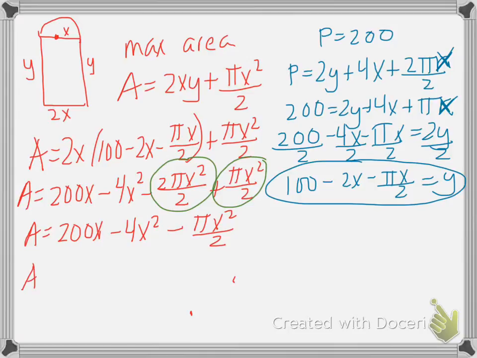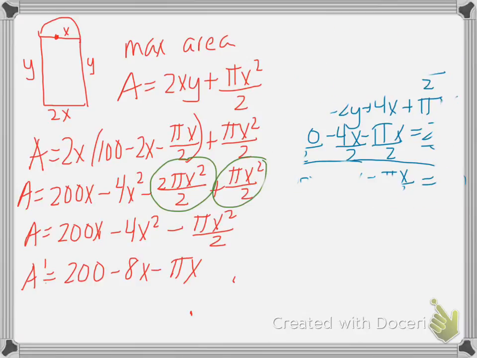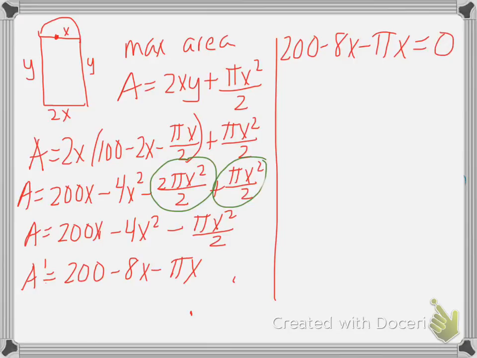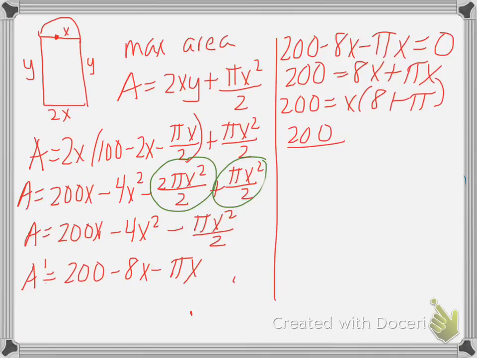So now it's time to take the derivative. And then you're going to want to set that equal to 0. So I'm going to make some space. And then we're trying to solve for x, so I'm going to bring all my x's to the other side to make them positive. Then I'm going to factor out an x. And then I'm going to divide. So that's my value of x.